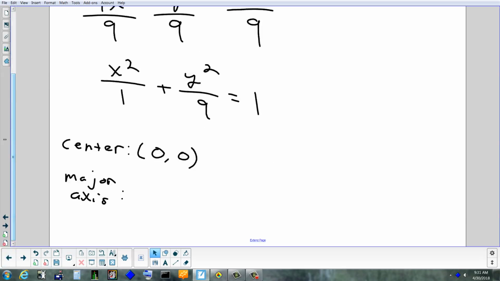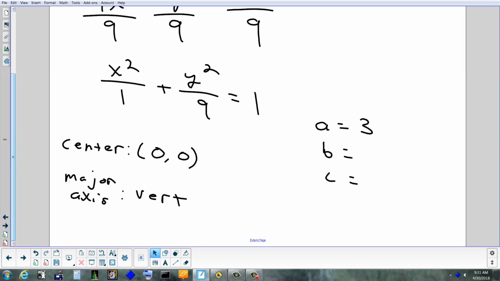Which way does the major axis go here? Horizontal or vertical? Yep. Vertical. How do you know? Because the bigger number is under the y squared. Right, the bigger number is under the y. Now, in order to figure out the vertices and the foci, we really should be writing down A, B, and C at this point. We don't need them right now. Okay, but J.N. said the bigger number is under y. We know the bigger number is always A squared. So in this case, A is 3.